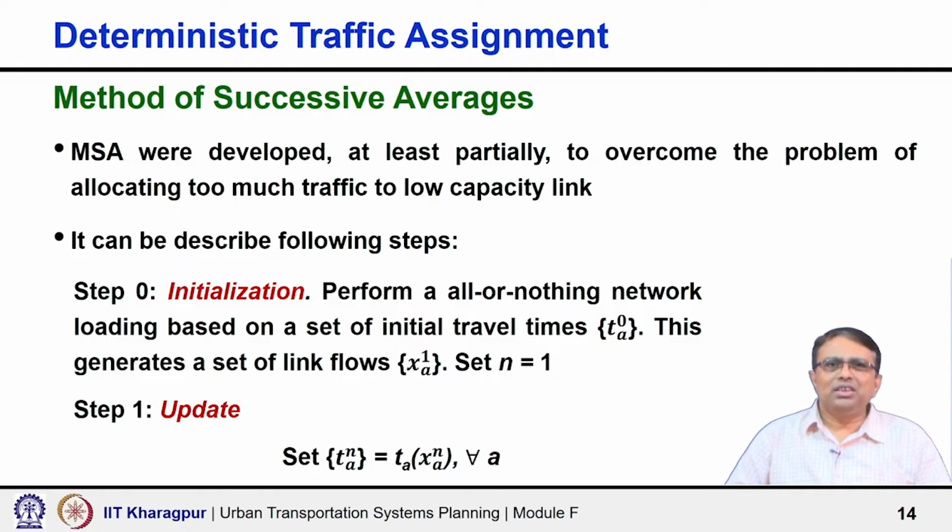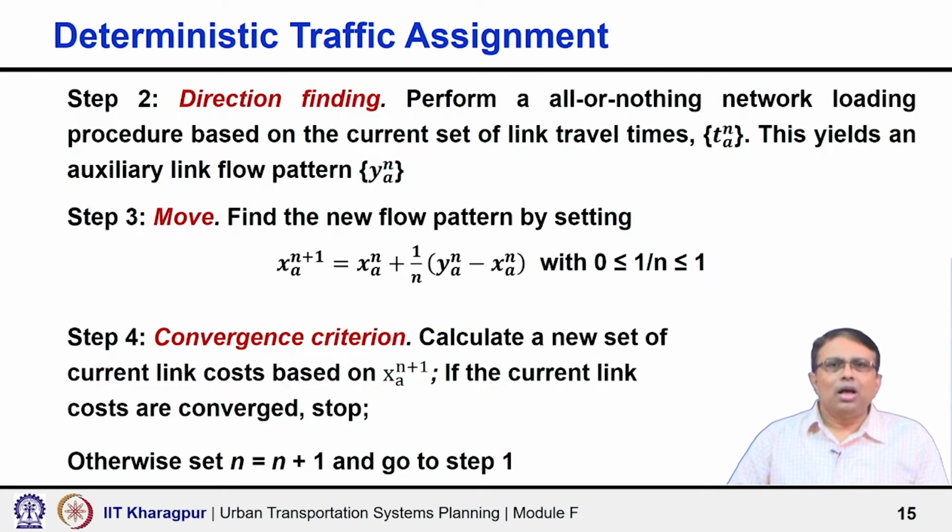The first step is the initialization: perform an all or nothing network loading based on a set of initial travel times, that is TA 0. This generates a set of link flows. Now, what we are doing? We are updating the travel time and then also doing the direction finding. I shall explain this first in this form and then take an example, and it will be much clearer to you when I take the example.